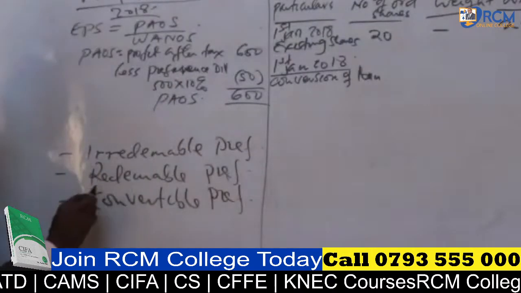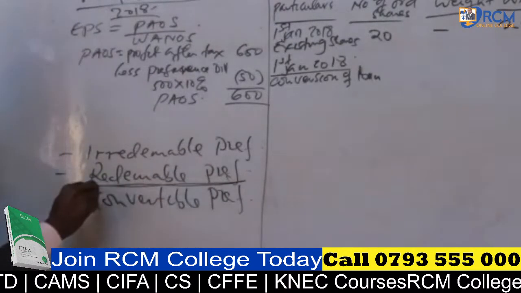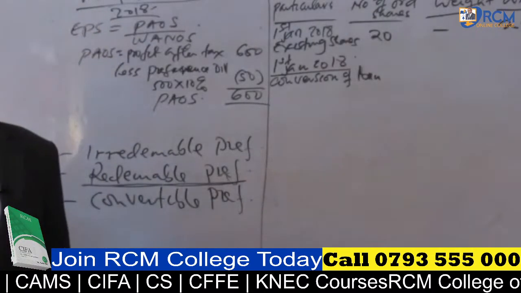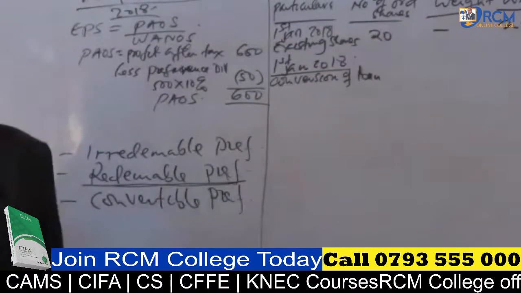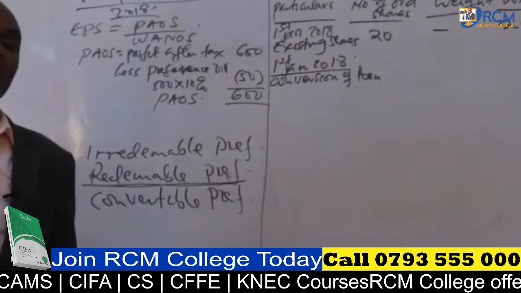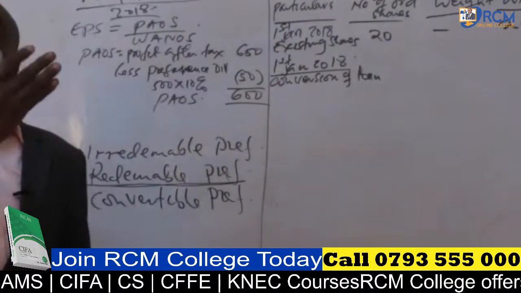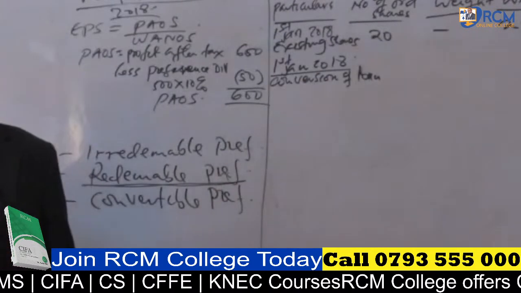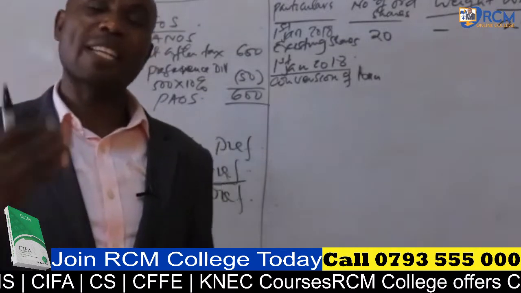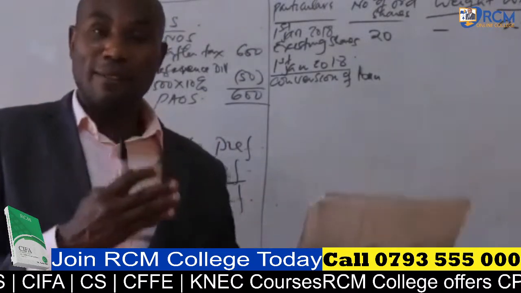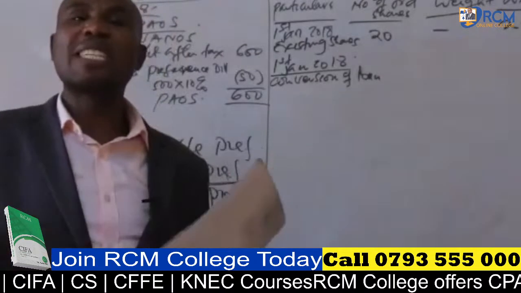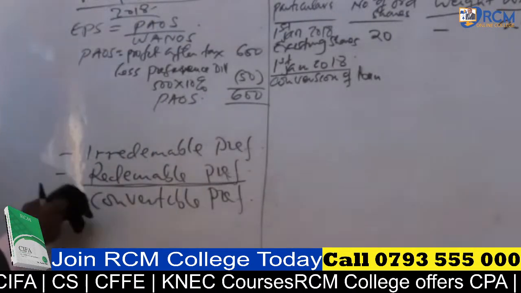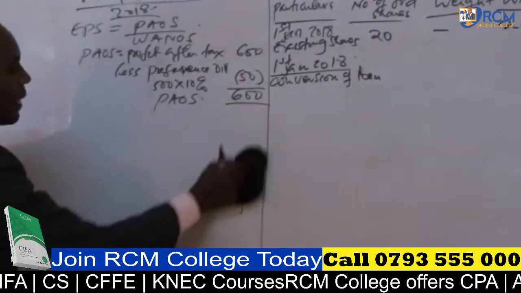But dividend on redeemable preference shares, what I'm insisting is that we treat it as a finance cost. Therefore, before I get profit after tax, I have already subtracted interest and I have already subtracted redeemable preference dividends. I subtract them together with the interest. That is what I explained, and I'm repeating it.